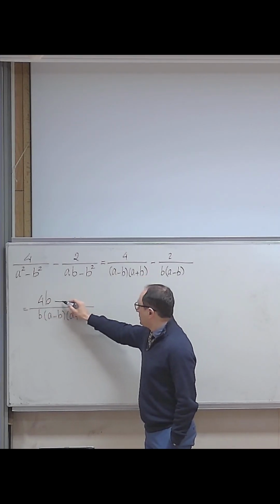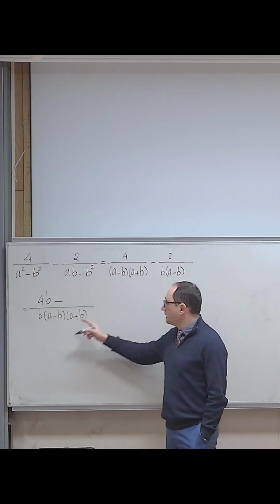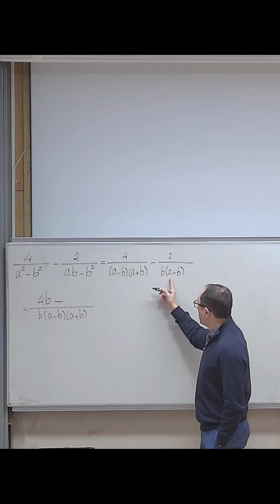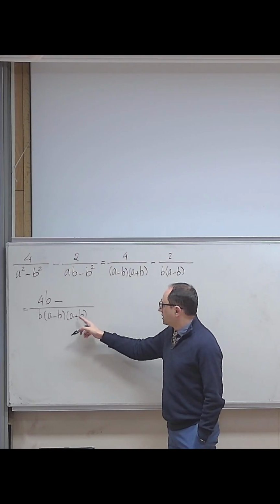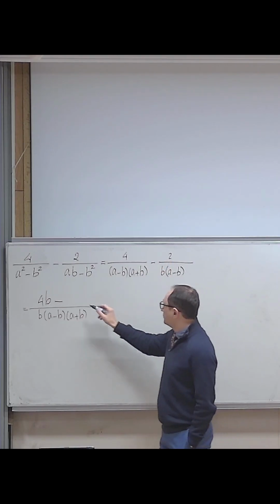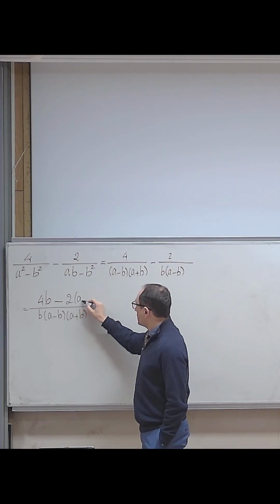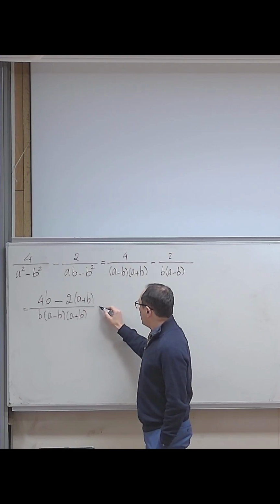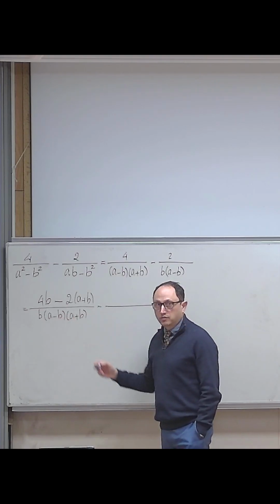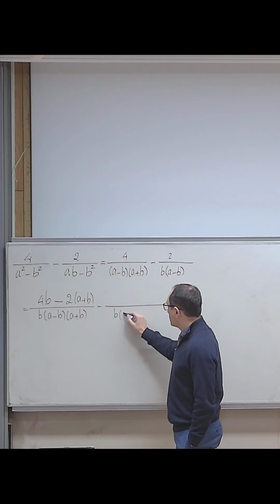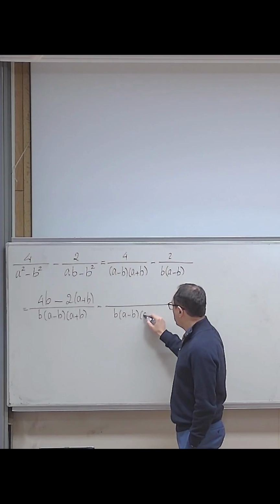I will repeat the process. I compare the LCD with this denominator. I see that there is only this factor extra. This factor should be multiplied into the numerator. So it becomes 2 times a plus b. And you know that we don't need to open up the denominator because I need the factorized form there, so it is already in good shape.